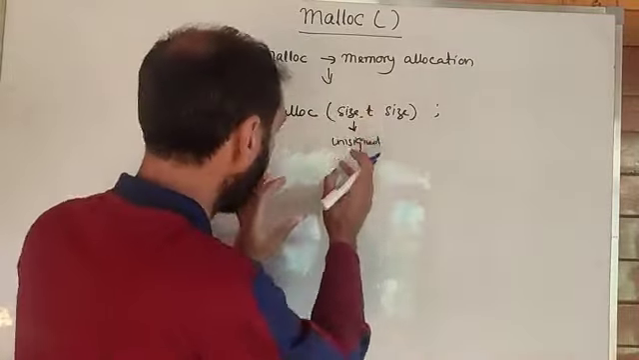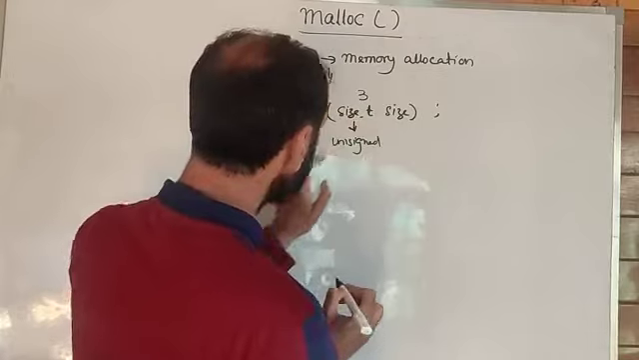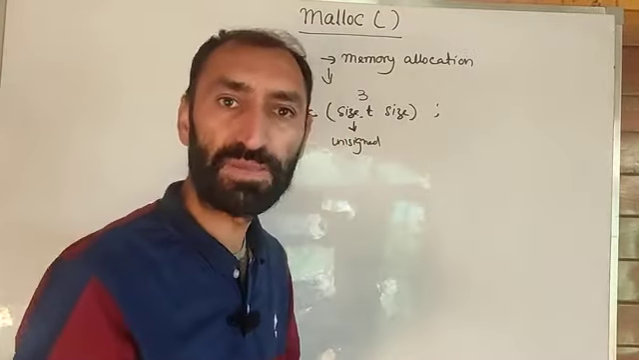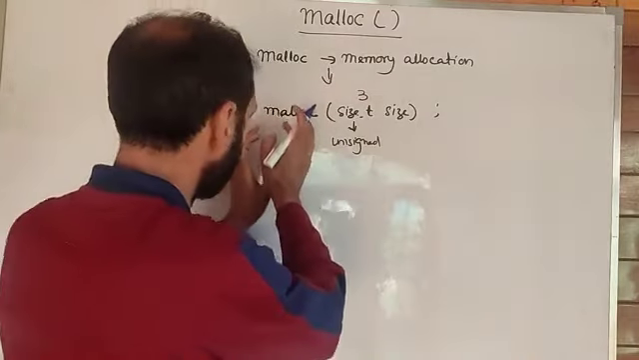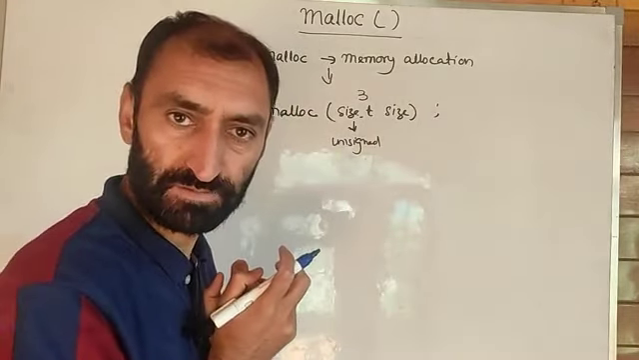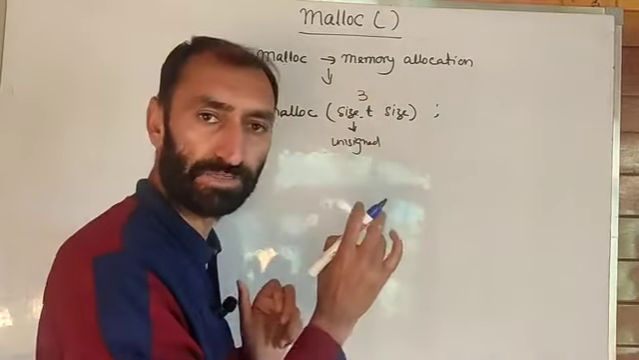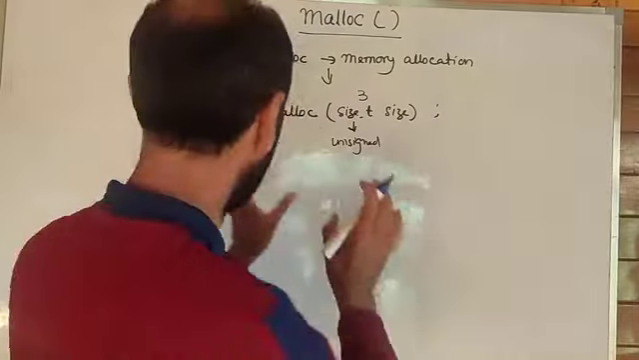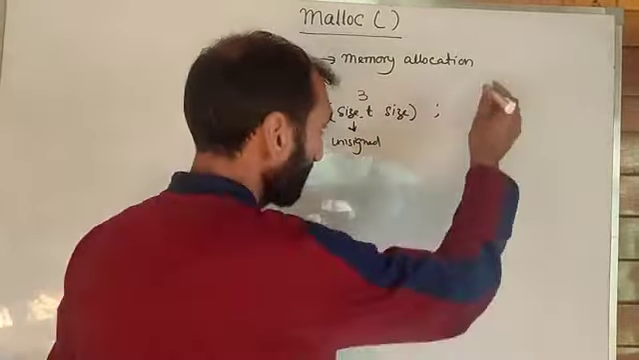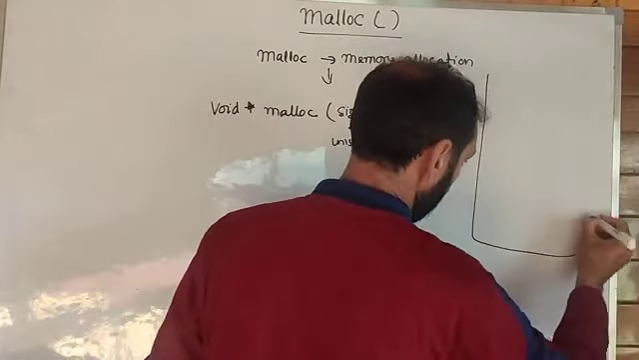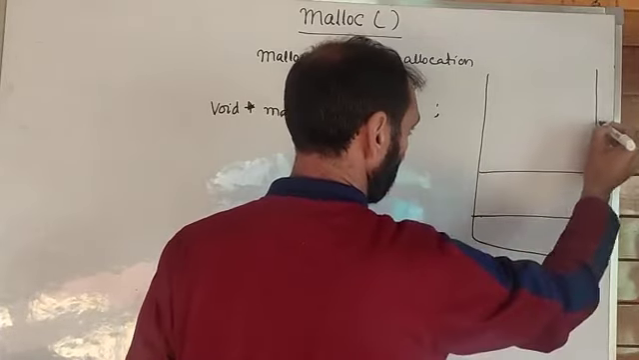For example, if I write here 3, that means 3 bytes of the memory will be allocated by the memory manager for this program from the heap, as I have already told you in the previous video, whenever a memory is going to be allocated to a program.